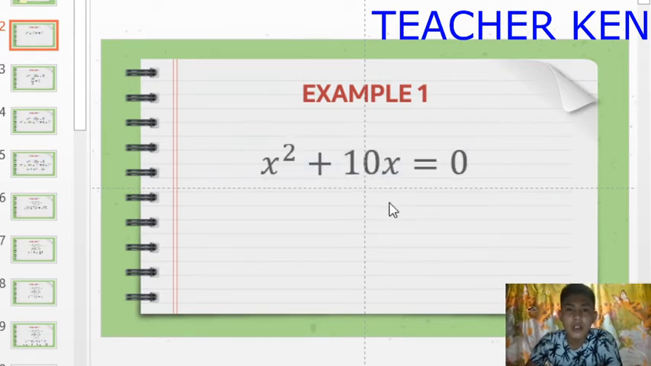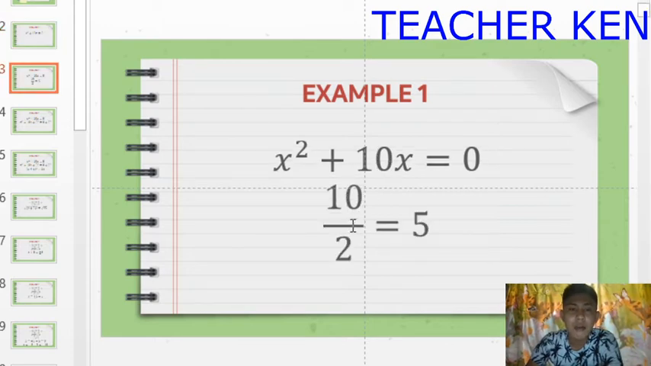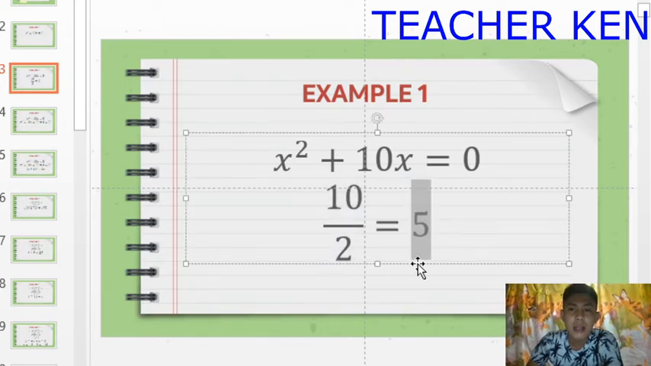Ayan. So in order to solve this quadratic equation using completing the square, ang una nating gagawin is we have to divide the coefficient of our linear term by 2. So the linear term in this example is 10x, so the coefficient of our linear term is 10. Ang gagawin natin, we have to divide 10 by 2. So we have 10 divided by 2 is equal to 5. Ang next natin gagawin is we have to square 5. Paano yan siya? So ang mangyayari, magiging 5 squared siya.